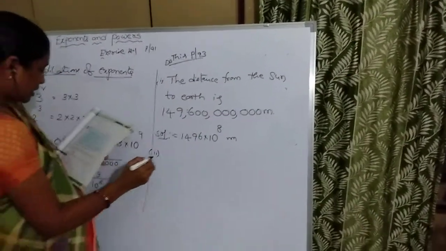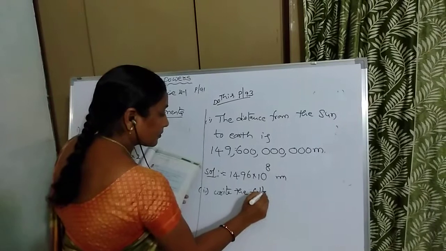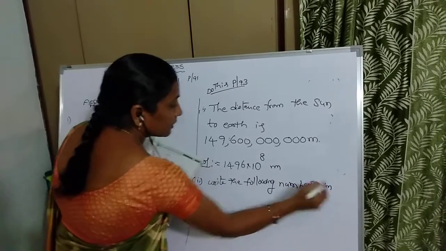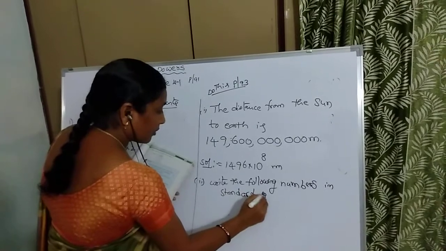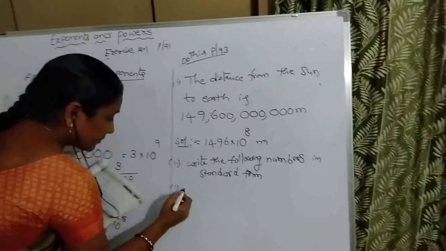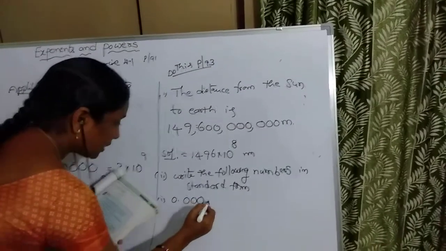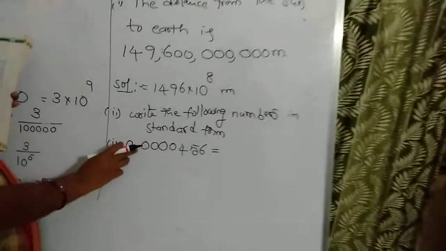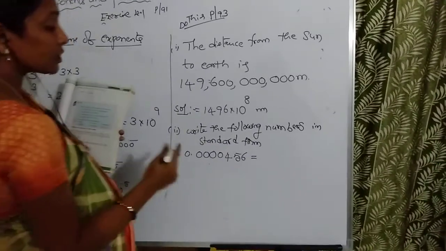And the next one: write the following numbers in standard form. This is also called the standard form. The first question, 0.0000456. It can be written in the exponential form or standard form.